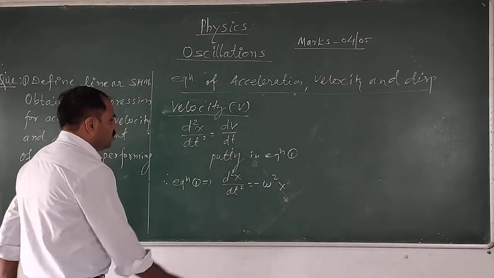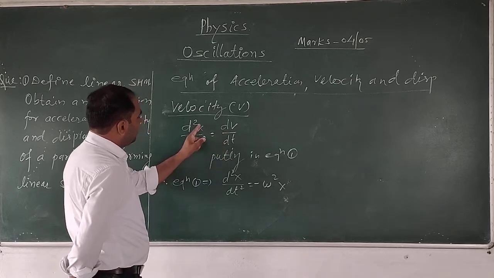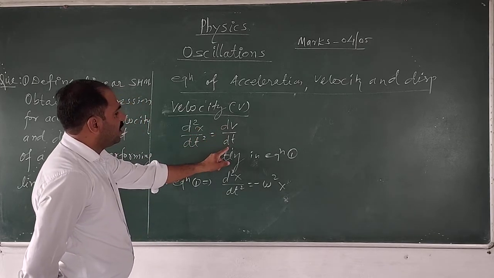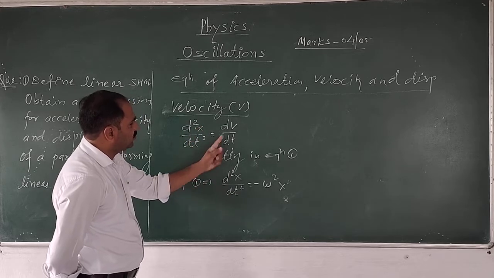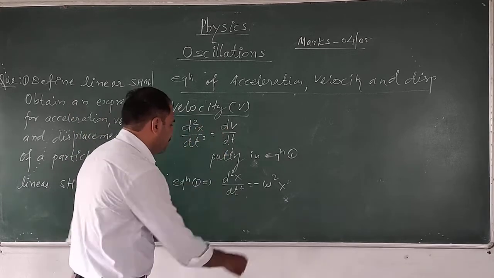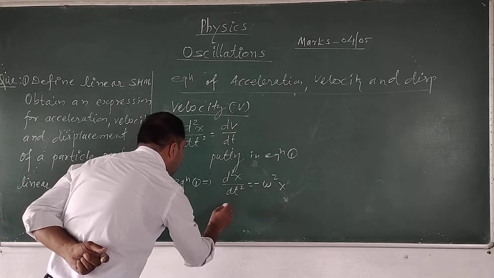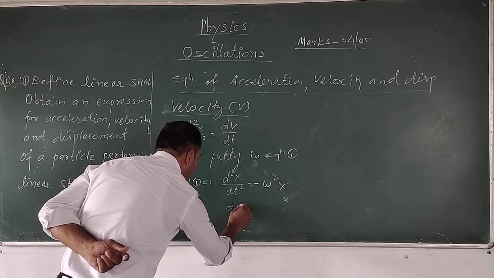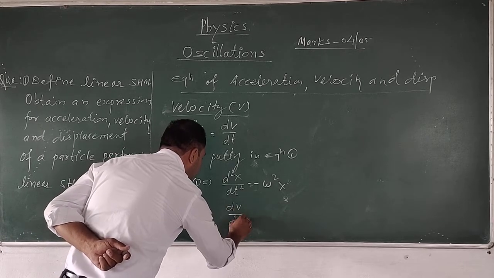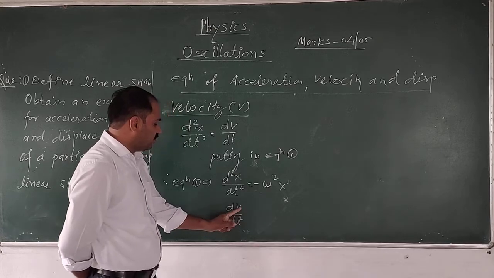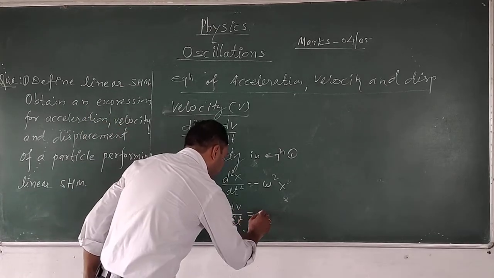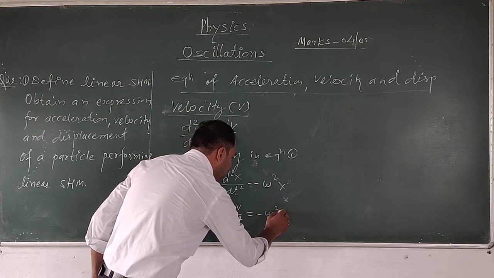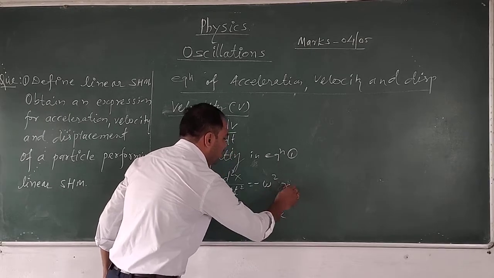But putting in this equation, d2x upon dt square equal to dv upon dt, means we have to put dv upon dt in place of d2x upon dt square. Therefore this equation becomes dv upon dt, meaning the time rate of change of velocity, that is the acceleration. It will become minus omega square x. X is the displacement.